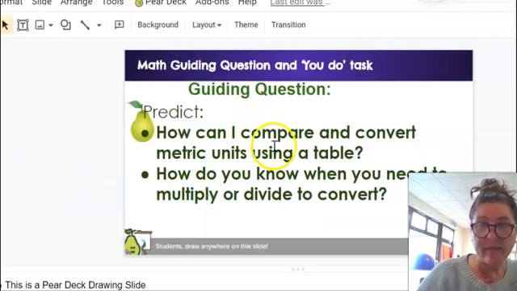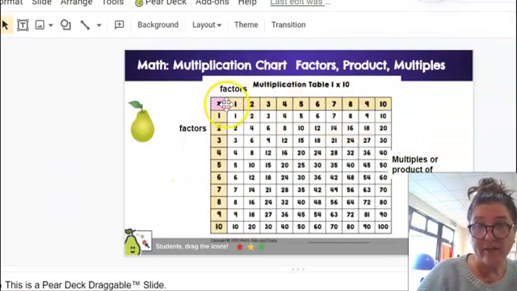But this time, you're really thinking about how you can use a table, which is what we've been doing already. Remember, these are your factors. You need to know your multiplication table. These are your factors. And these are the multiples. So a multiple of 6 and 7 is 42. 42 is a multiple of 6 and 7.